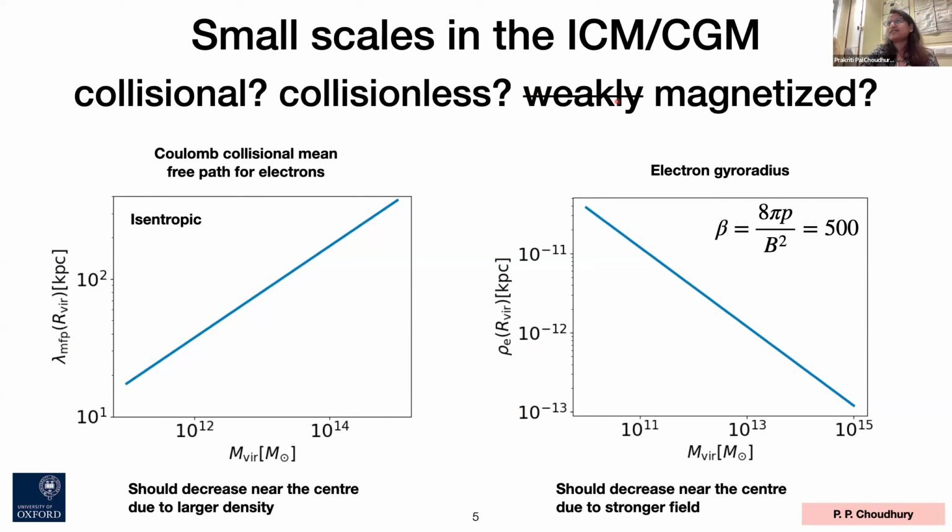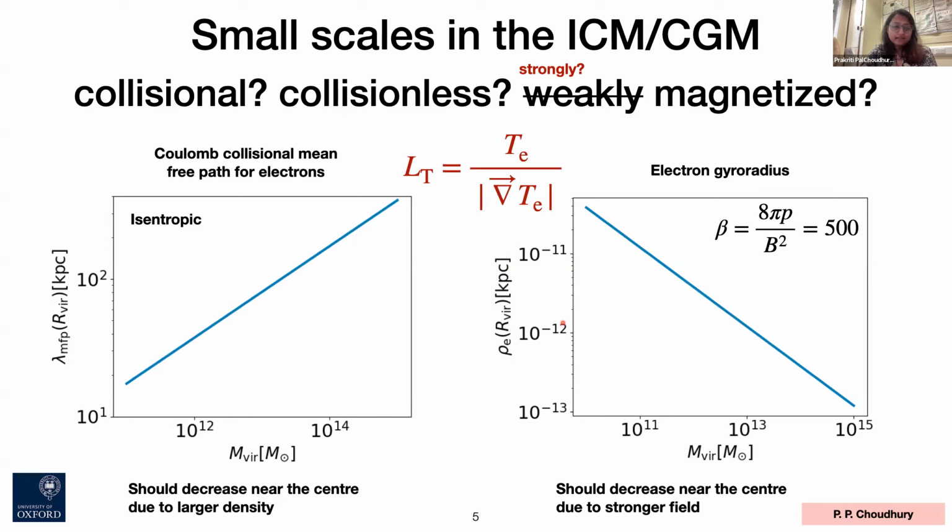So here I have crossed out weakly. Of course, it's a weakly magnetized medium in terms of plasma beta. But because this length scale is so small, and as we go into the core of ICM or CGM, both these will start decreasing, and at some point it could get very interesting. But generally, there is a huge order of magnitude gap between these length scales.